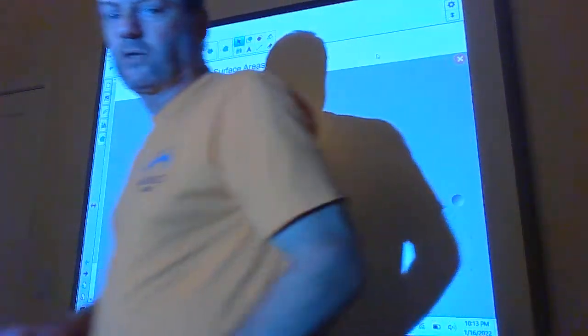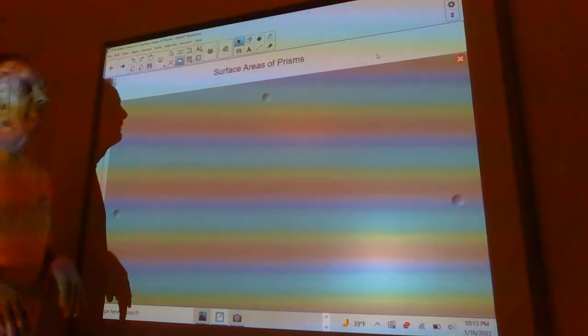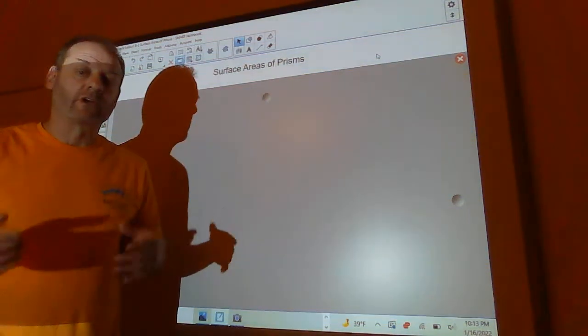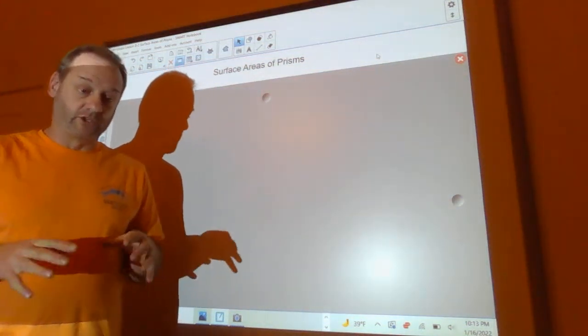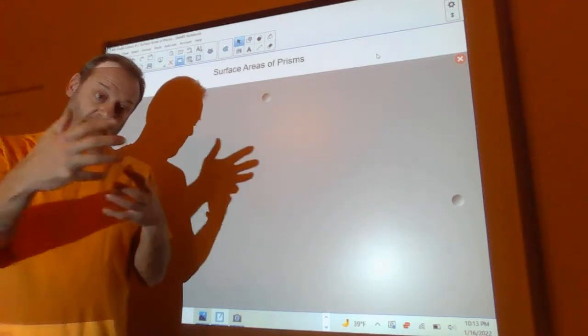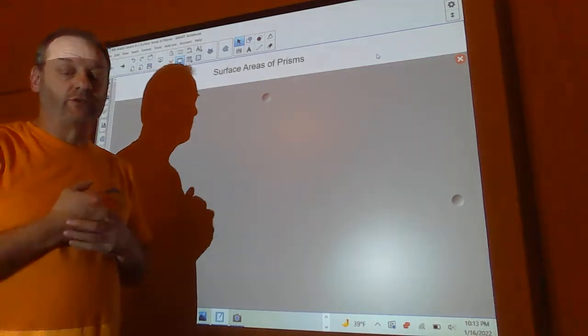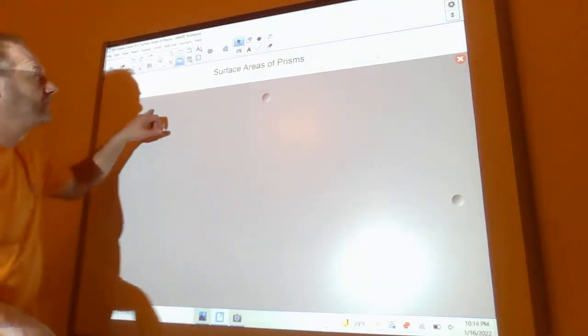Hey guys, short little lesson today on surface areas of prisms. Okay, so we've done areas before. We did areas of squares and triangles and trapezoids and that kind of stuff. Well, surface area is just when I have a three-dimensional figure, it's the areas of all the faces of that. So let's say I had a cube and I had to paint the cube. How much paint would I need to cover the surface of the cube?